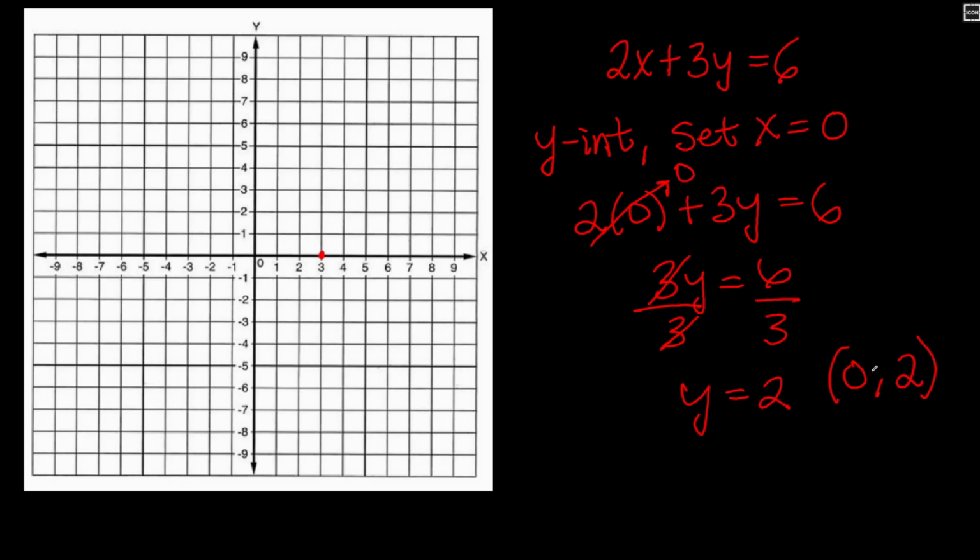So now that we have our y-intercept, we can plot this point in our graph. So 0, 2 is located over here. And remember that a line requires only 2 points. So now that we have 2 points, we can just connect them and create a line.